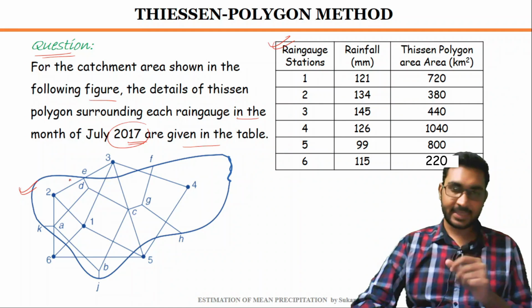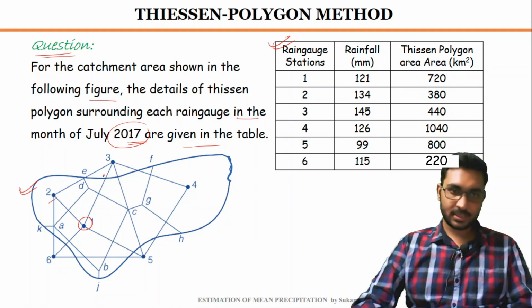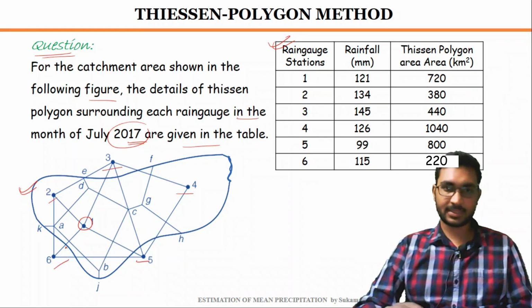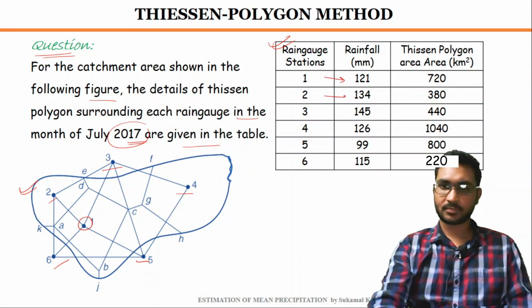So we have 6 rain gauge stations. This is number 1 rain gauge station, this is the 2nd, 3rd, 4th, 5th and 6th. So we have 6 rain gauge stations. Okay, and these are the corresponding rainfall data.